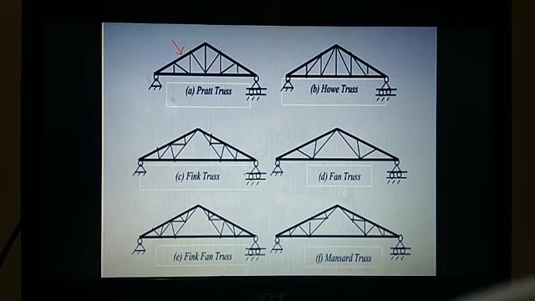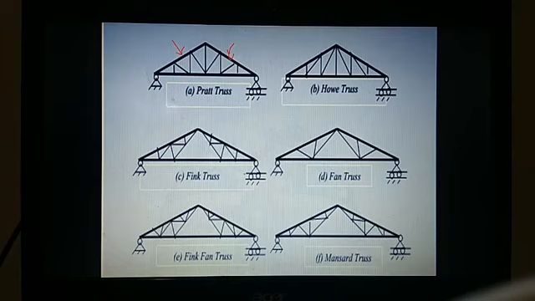That is the reason why the main top chord members are supported with the help of a number of tie and strut members, which are provided in the form of bracing. That's why roof trusses are called braced roof trusses.